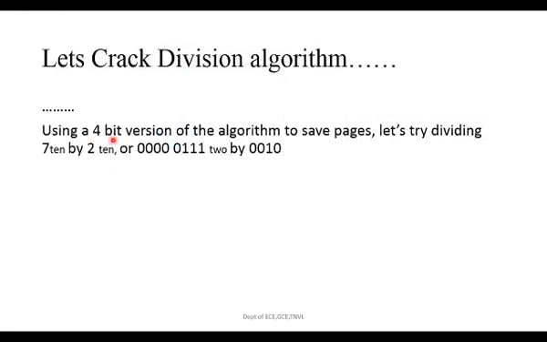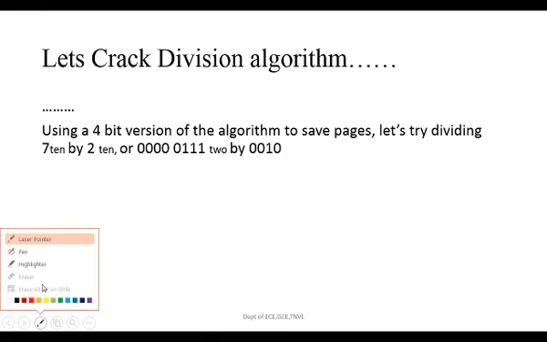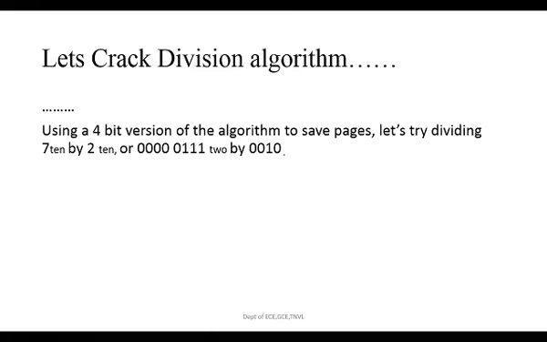Using a 4-bit version of the algorithm to save pages, let's try dividing 7 to the base 10 by 2 to the base 10. In binary, 7 is 0000 0111 to the base 2, divided by 0010 to the base 2. Okay, here there should be another base. So this is to the base 2.